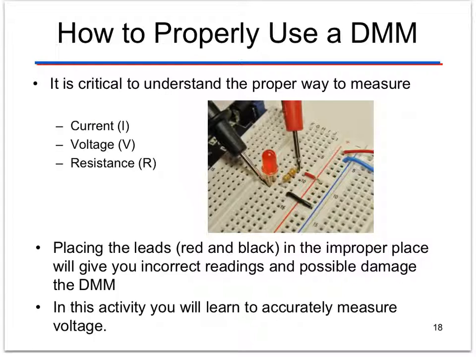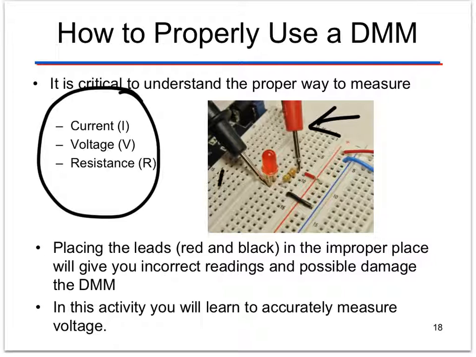Okay, so we're going to learn how to properly use a digital multimeter. It's critical to understand the proper way to measure stuff. When you're measuring those things right there, current, voltage, and resistance, there's a proper way to do it. Placing the leads, the red lead, the black lead, in the improper place will give you incorrect readings, and it could possibly damage the multimeter. So in this activity, you're going to learn how to accurately measure voltage.